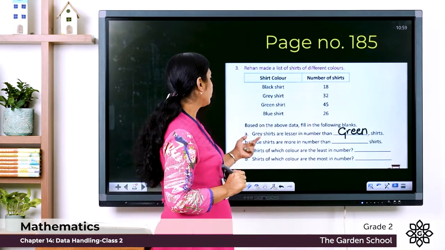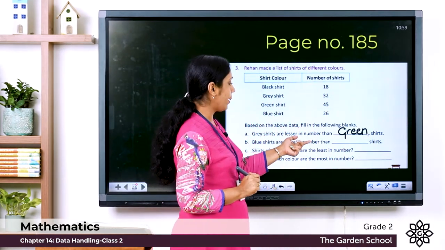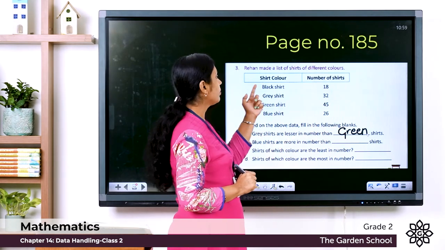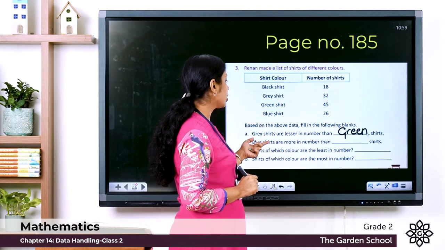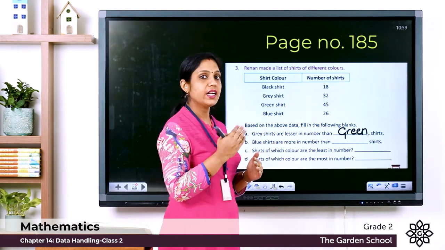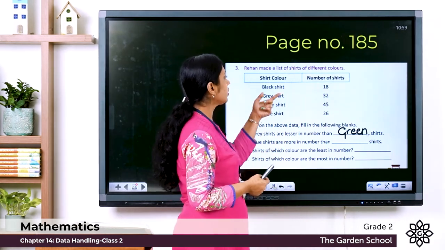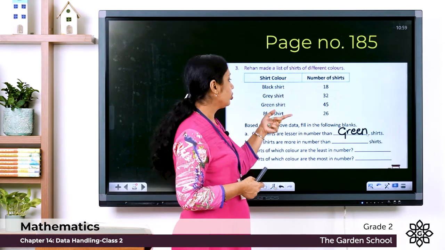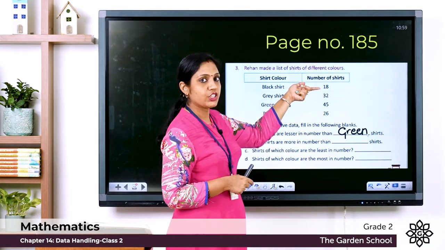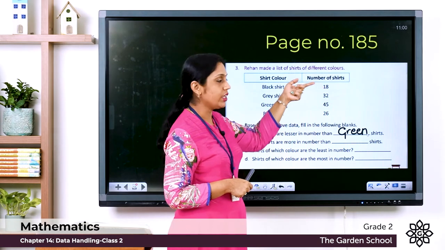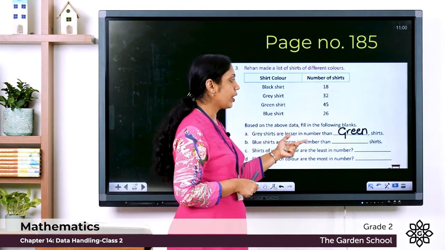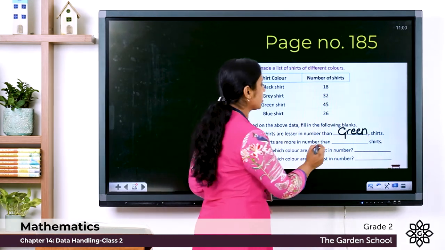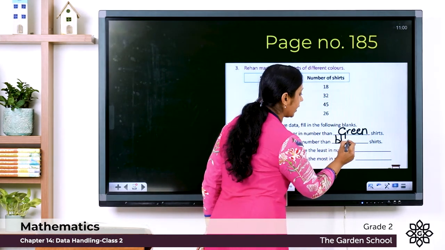So we can write here green. Question B, blue shirts are more in number than dash shirts. See, blue shirt is 26. We have to find out blue shirts are more in number than which shirts. So blue shirts are more than black shirts. Black shirts are 18, blue shirts are 26. So blue shirts are more in number than black shirts. So we'll write here black.